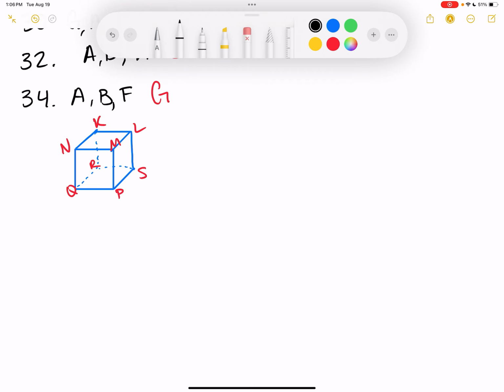So 36, N, K, and L. So the points that are coplanar with each other up here would be if we added M to this list. So then we're looking for the 4 that are not on this plane up top. So it would be P, Q, R, and S. Would be the ones that are not.